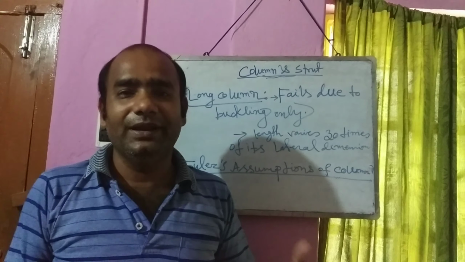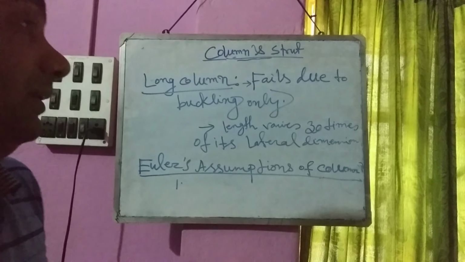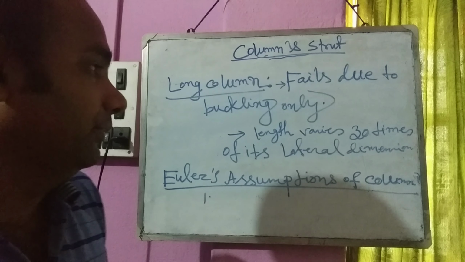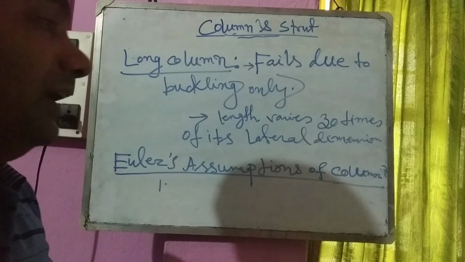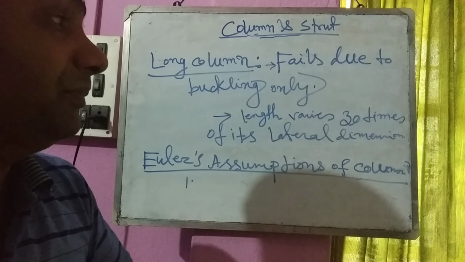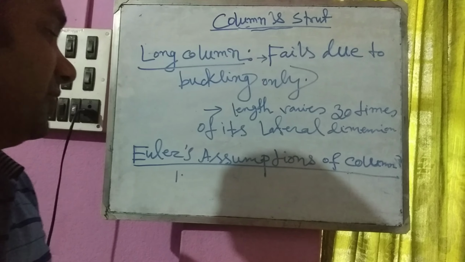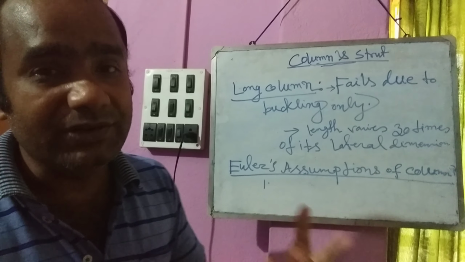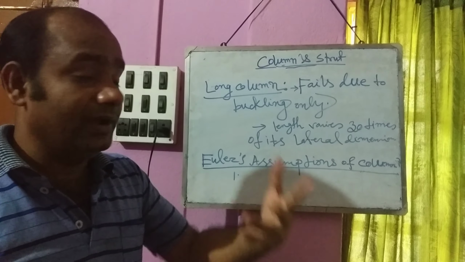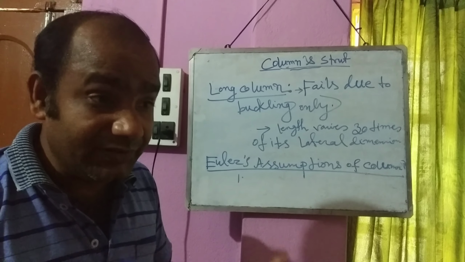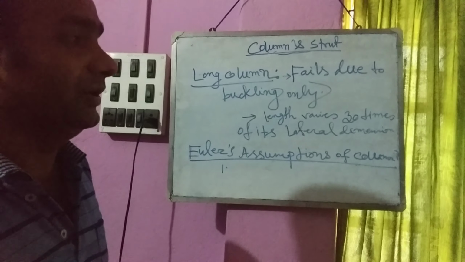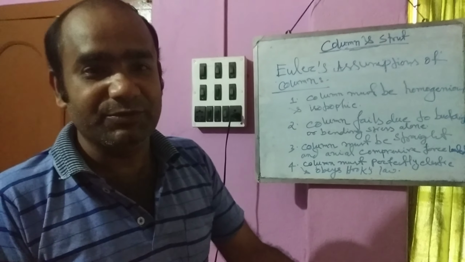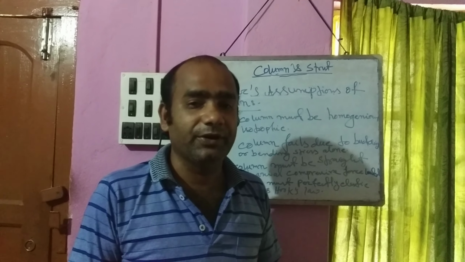Now I would like to discuss the long column. A long column fails mainly due to buckling only, and its length must be a minimum of 30 times its lateral dimension. This long column was first introduced by Euler, so Euler's assumptions are now illustrated. Euler's assumptions of a column are very important for our examination.